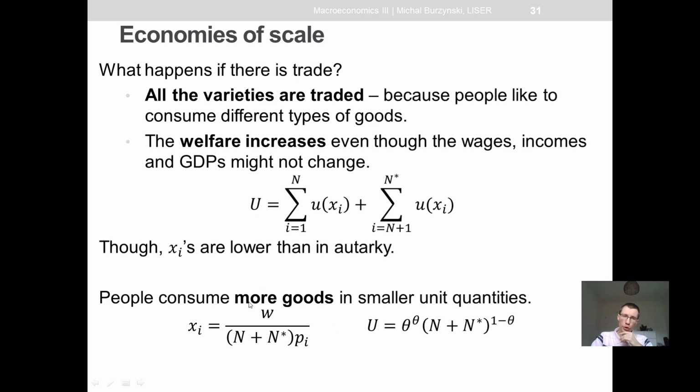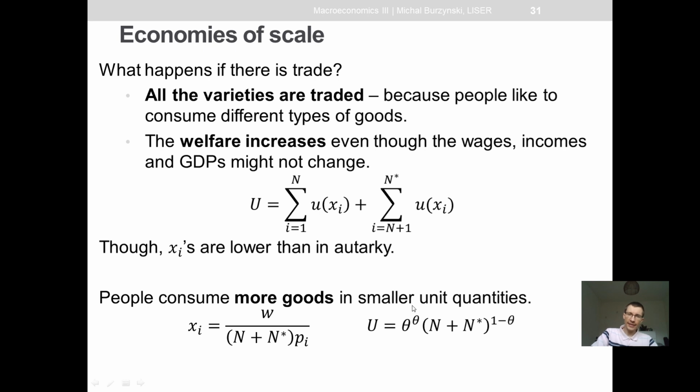Because people will now choose to consume more goods, more varieties of a good, but in smaller quantities. And you remember how this is motivated. With a strictly concave utility function, you want to consume different varieties in small quantities. Therefore, this would be the new quantity of consumption of each and every variety in the new equilibrium with trade, n plus m star, and this would be the new value of utility when the country opens up to trade. And you see, this is necessarily bigger than what we had before in autarky when we considered only the country, because n star is a positive number.